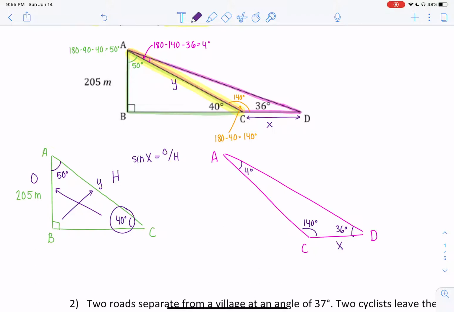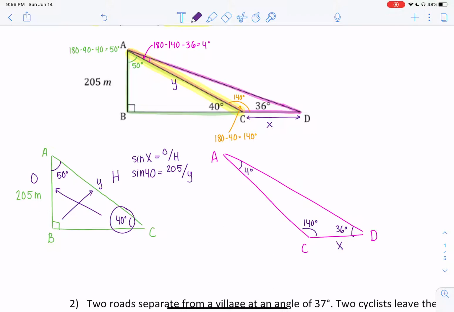So for this, we're using SOHCAHTOA from last unit because it's a right angle triangle. You can actually use sine law and cosine law on right angle triangles. It works perfectly fine, but SOHCAHTOA is more efficient, so usually we go that route. So sine of the angle we circled, opposite is 205 over y.